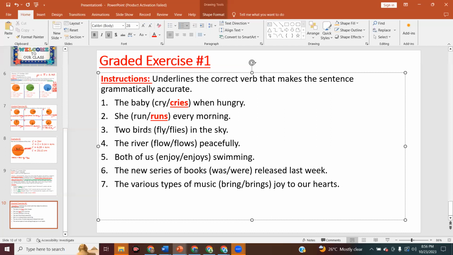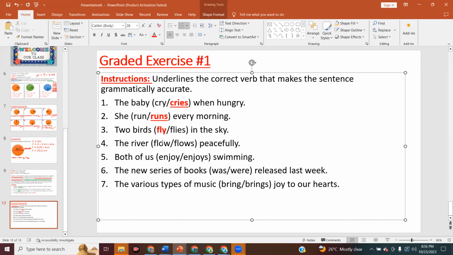Two birds fly or flies in the sky. Fly. Why are we saying fly? Because you can use a singular verb with a plural. So the birds is what? Birds will be a plural subject. Birds is plural. And fly is what? A plural verb. So that's why we use the word fly. Very good. Excellent.